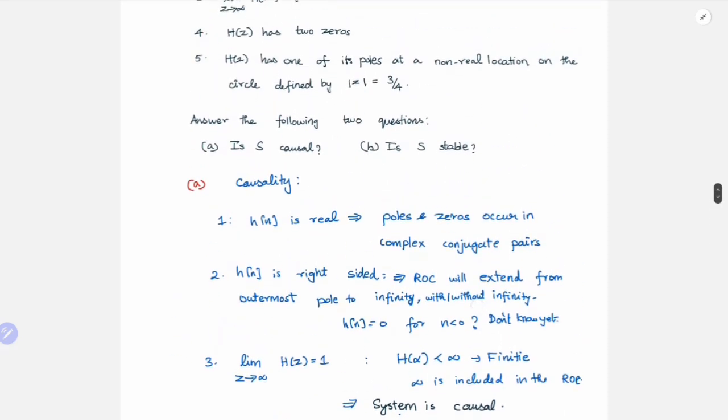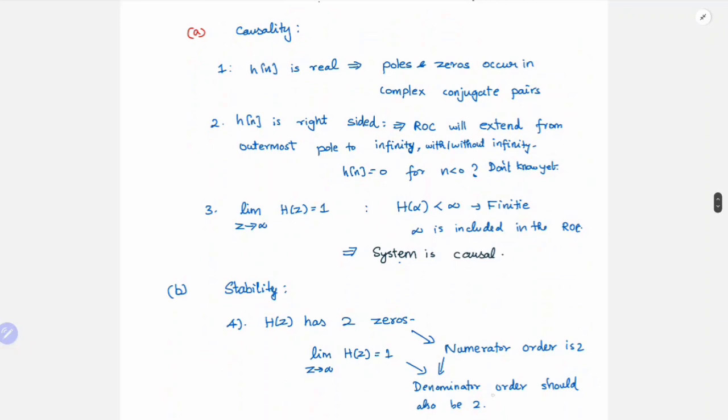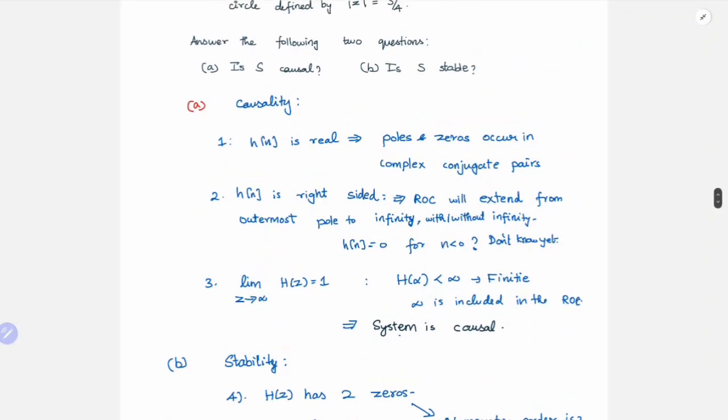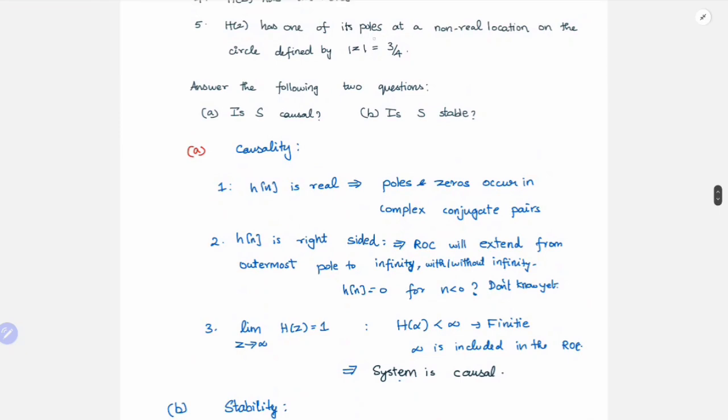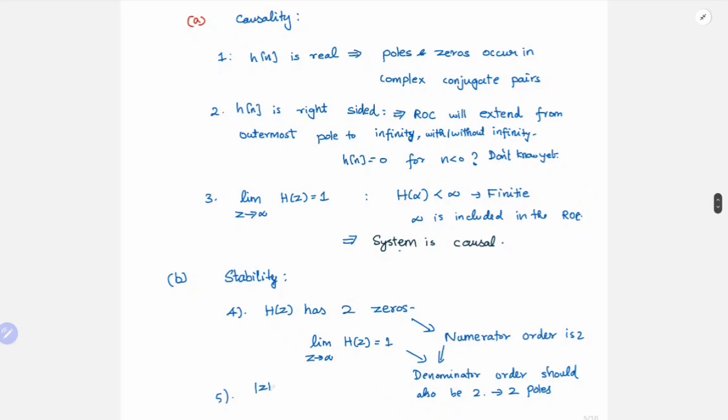And finally, this means that you should have two poles. And the fifth point is h of z has one of its poles at a non-real location on the circle defined by mod z equal to 3 by 4. Non-real means the other pole also should be somewhere at 3 by 4, correct? So h of z will have poles at z equal to 3 by 4 e power j theta, comma 3 by 4 e power minus j theta.